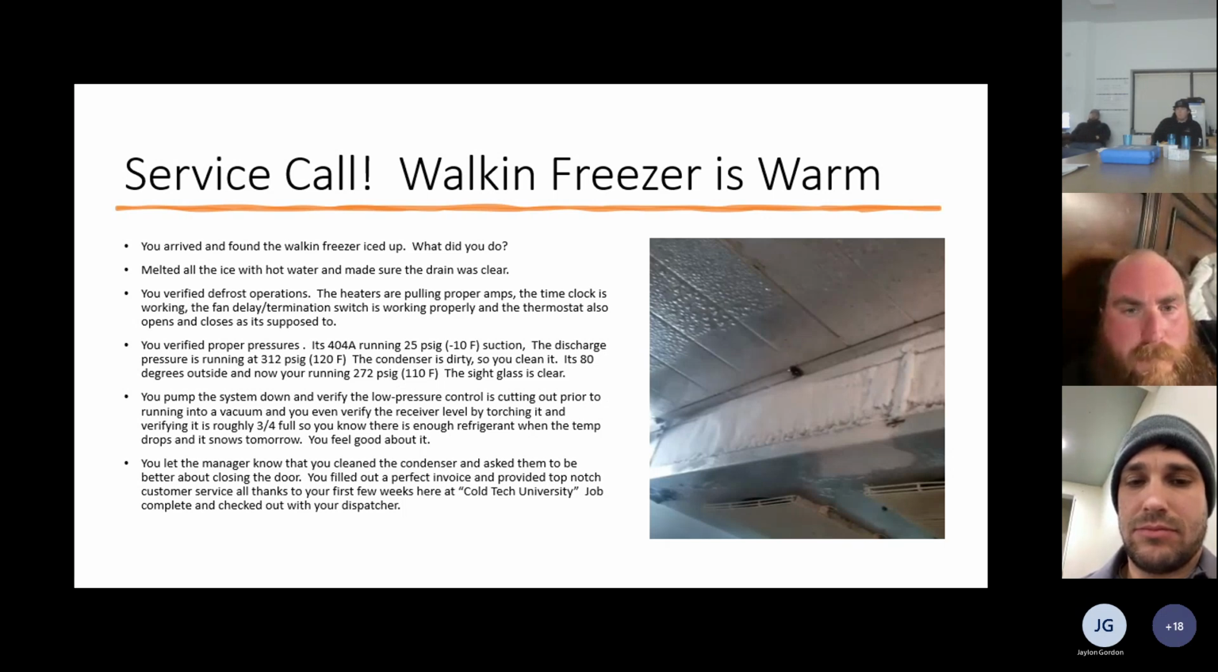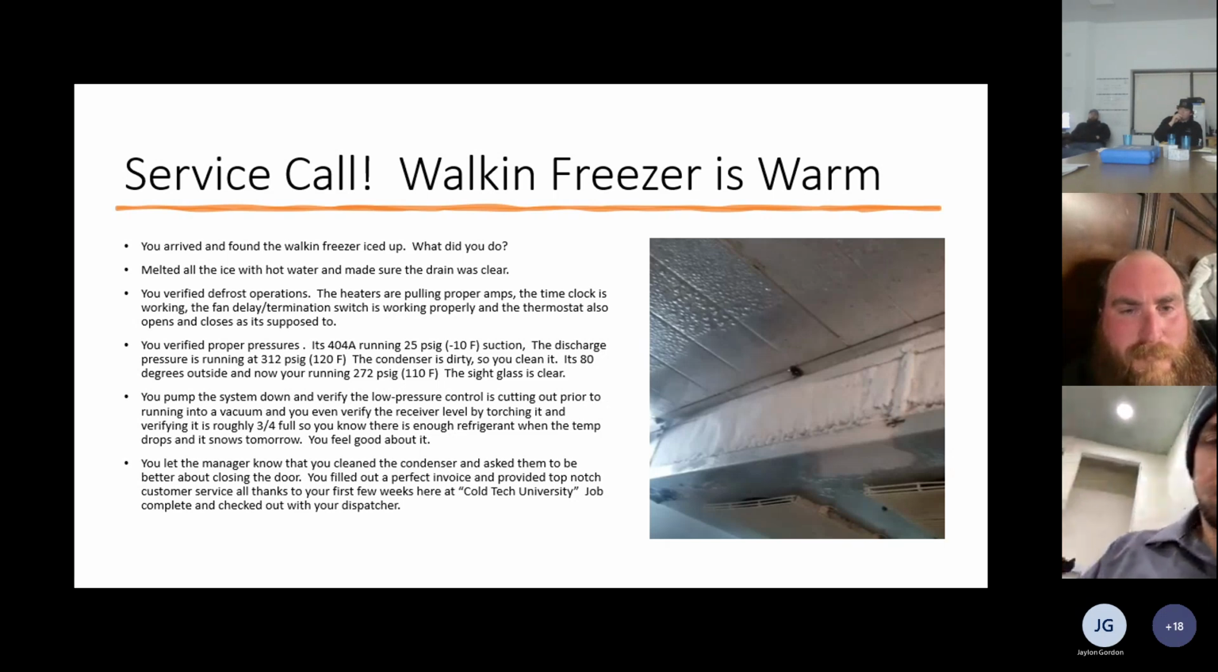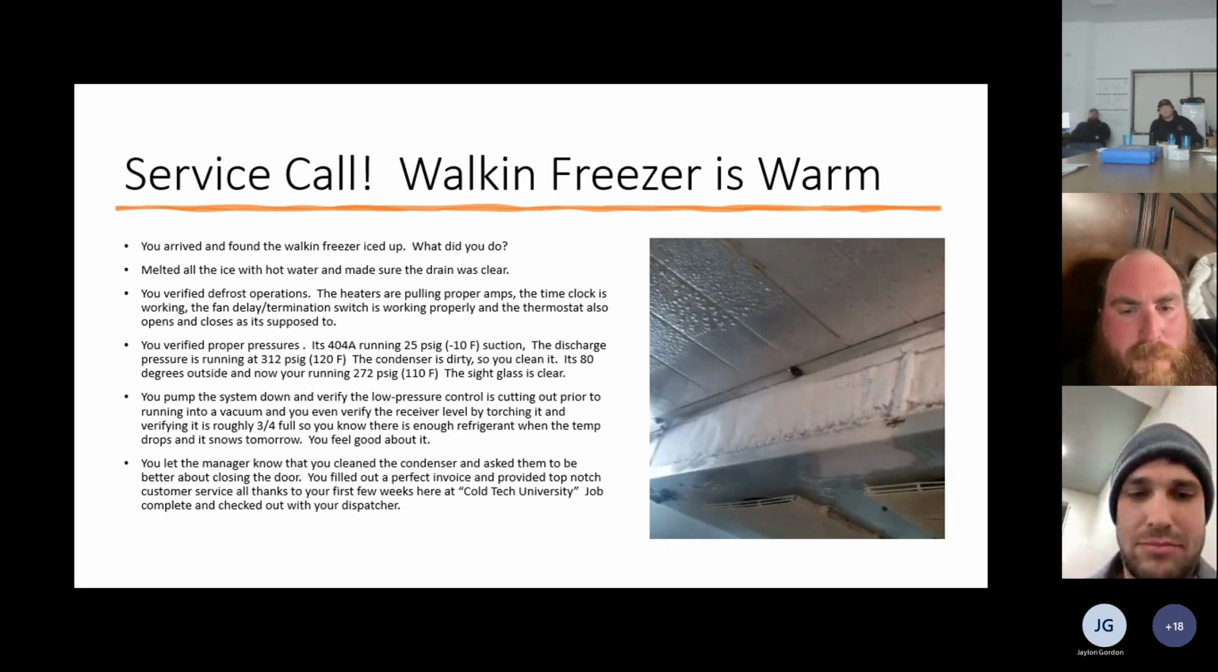Curious, some guys think it's one way or the other. Yeah, I've seen guys with the filter dryer after the sight glass. Filter dryer is restricted, right? There's nothing coming out of the filter dryer. It's all stacked up behind the filter dryer. Sight glass looks clear, like it's running great.